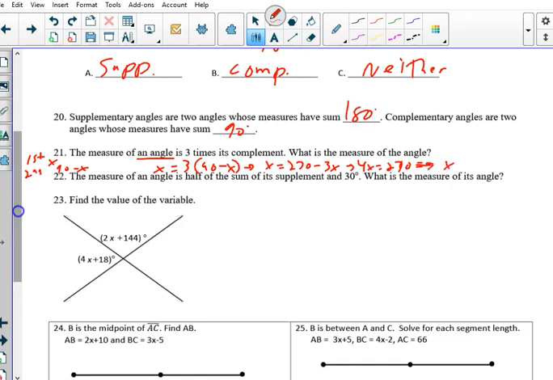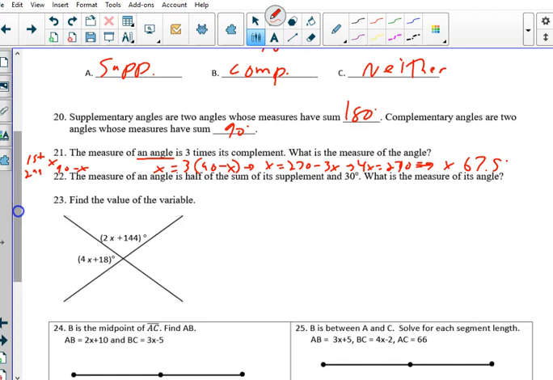Which leads to, if you divide by 4, x equals 67.5 degrees. And if you divide that by 3, you get 22.5. And those two together add up to 90.